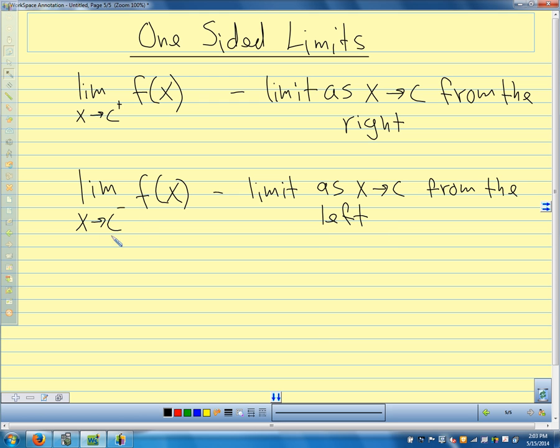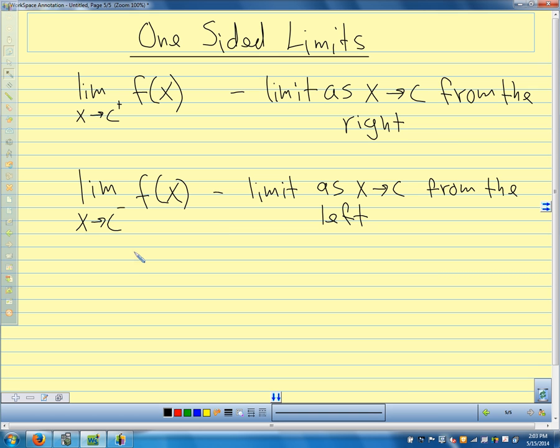Be very careful with this one. It's very easy to confuse x approaches c from the left with x approaches negative c. Notice our plus and our minus is not in front of the c, it's as a superscript here. So the limit as x approaches c from the left, we're coming from this side, and x is getting closer and closer to c from the left-hand side.